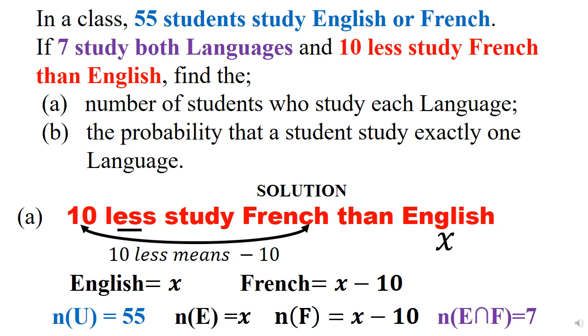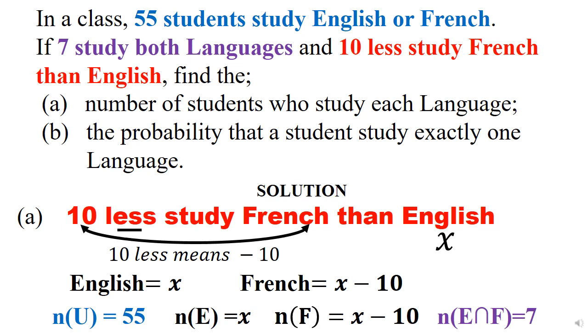Less means minus, and from this statement, the question didn't use any number to talk about the set name English. Therefore, the language English is unknown, so we use X for English. Now we have X to be English.